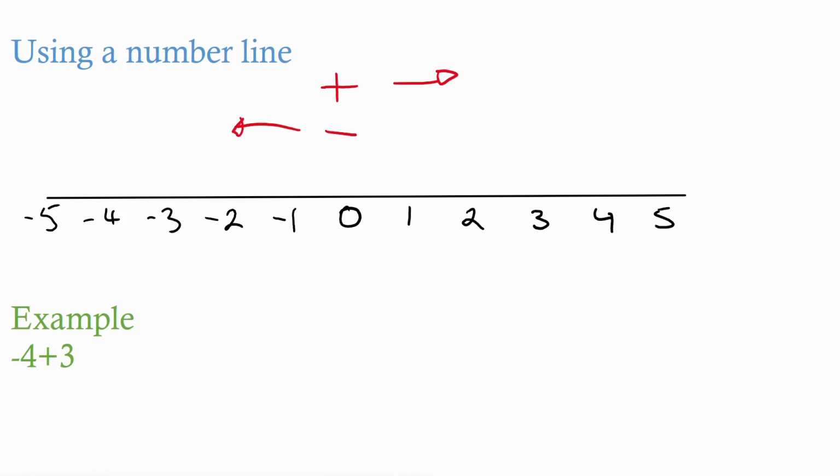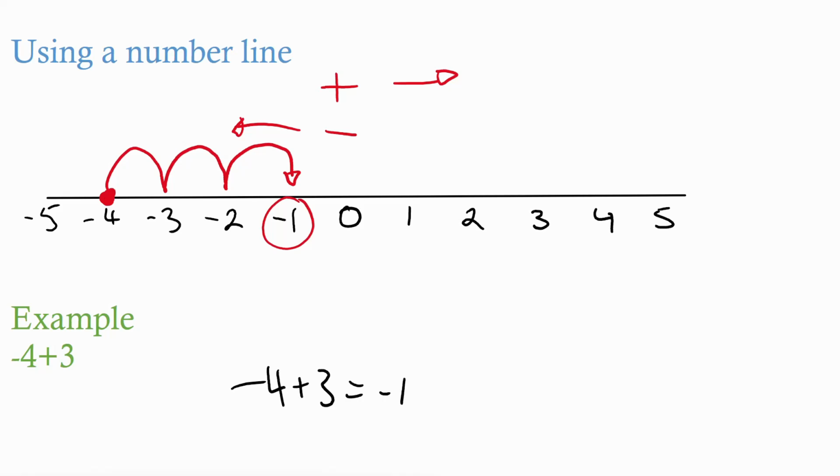Okay? So below you can see we have -4 plus 3. So if I was to use a number line for this, I would put a little dot at the number we're starting with. In this case, -4. Now I'm adding on 3. So what that means is I'm going to go to the right 3 spots. So 1, 2, 3. So my answer should be -1. So -4 plus 3 equals -1.